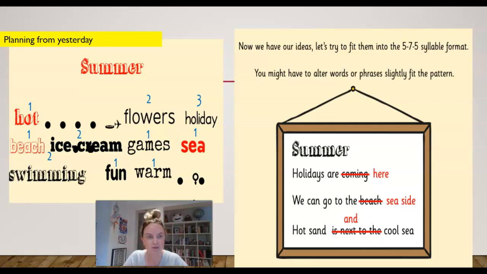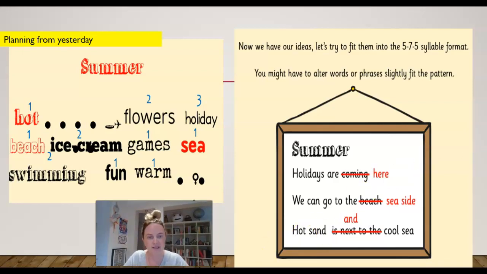Let's look at line number 3. How many syllables does it need? 5 syllables. Let's look at what I originally wrote. Hot sand is next to the cool sea. Oops, it's got 8 syllables. I was only allowed to use 5. I'm going to have to fix this up. So what I did was I changed it to and. Hot sand and cool sea. I'm going to check that that's got 5 syllables. Yes, it has 5 syllables. Hot sand and cool sea.